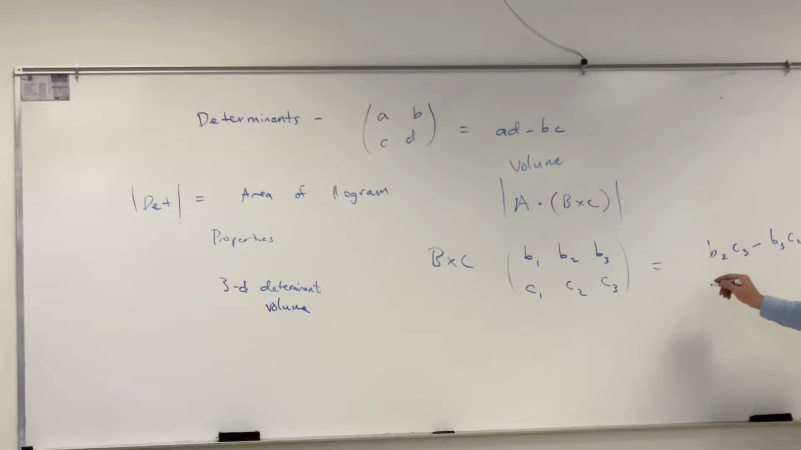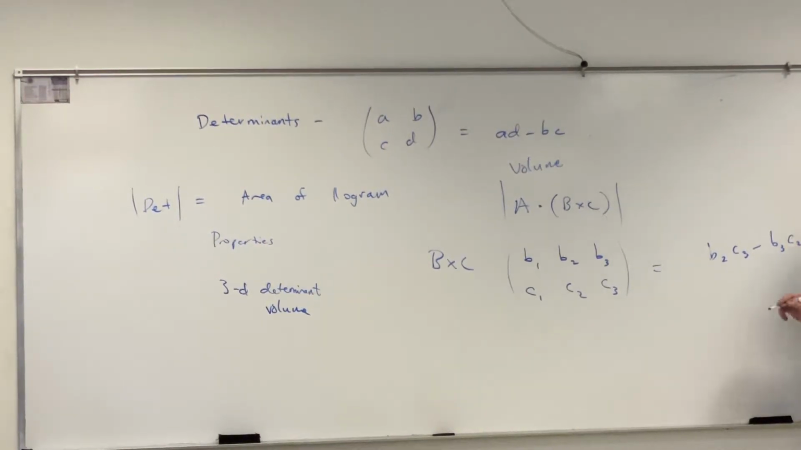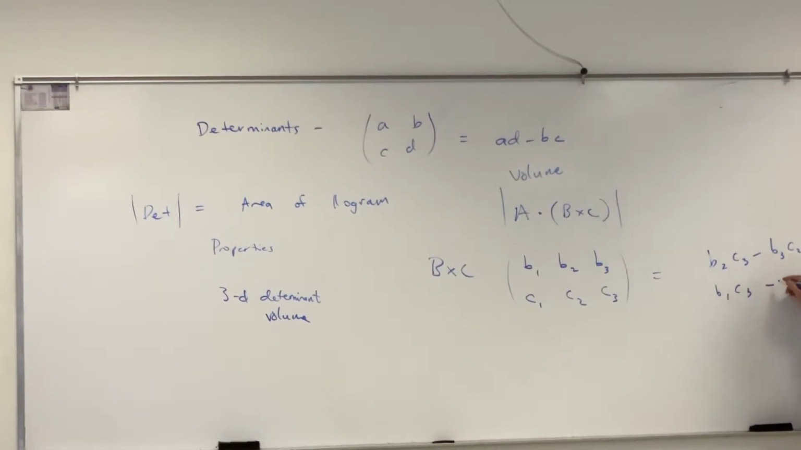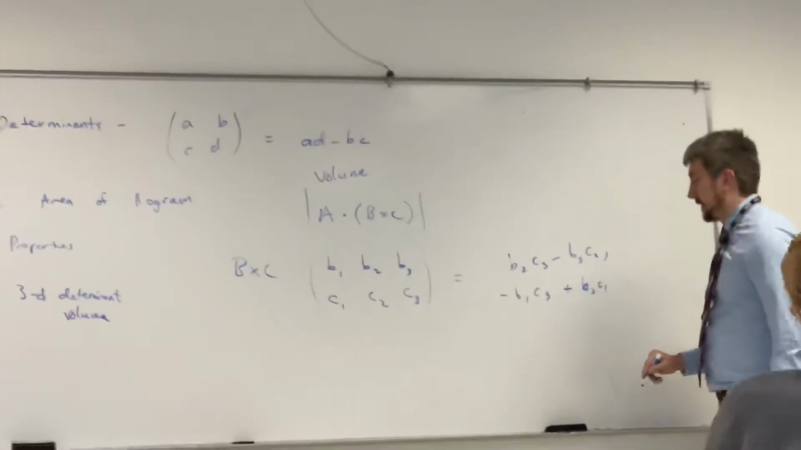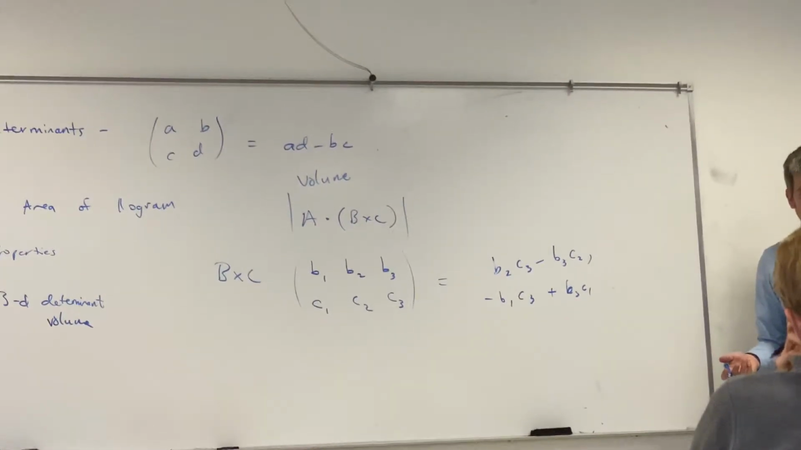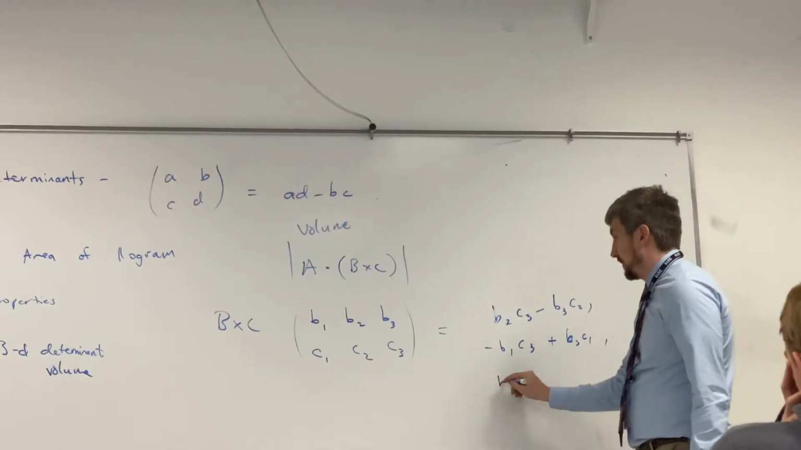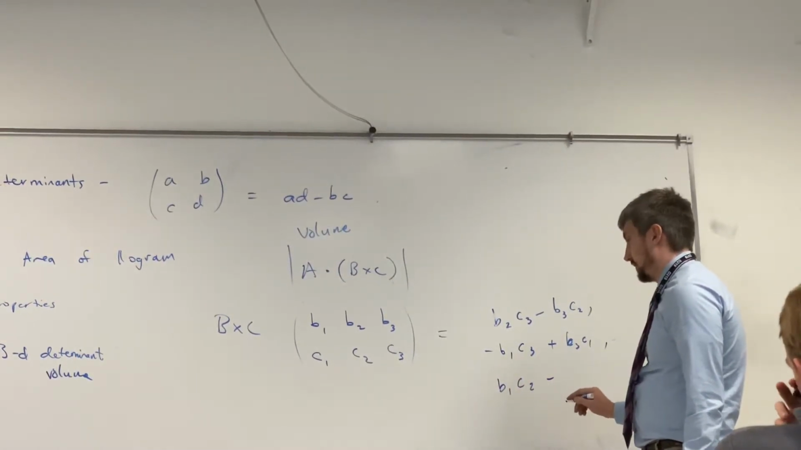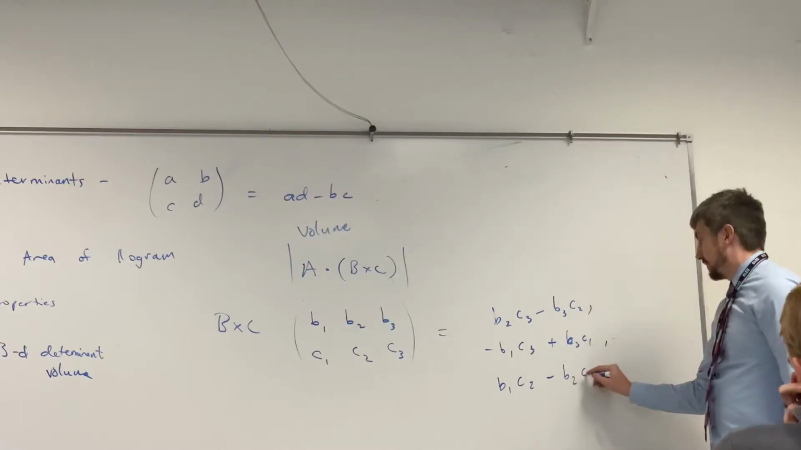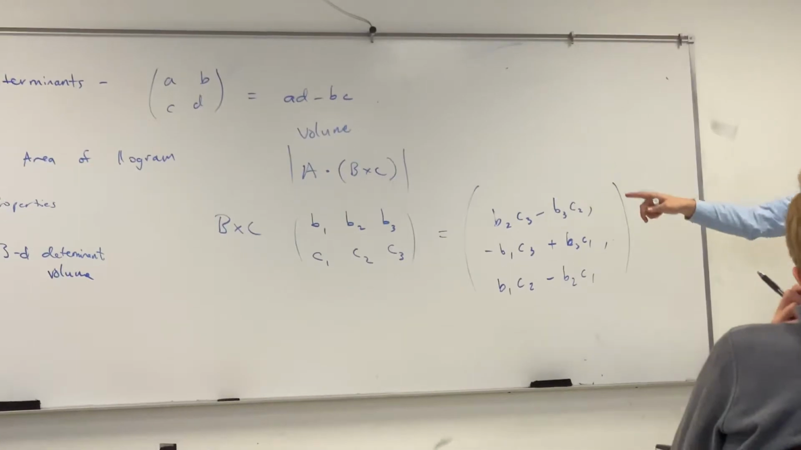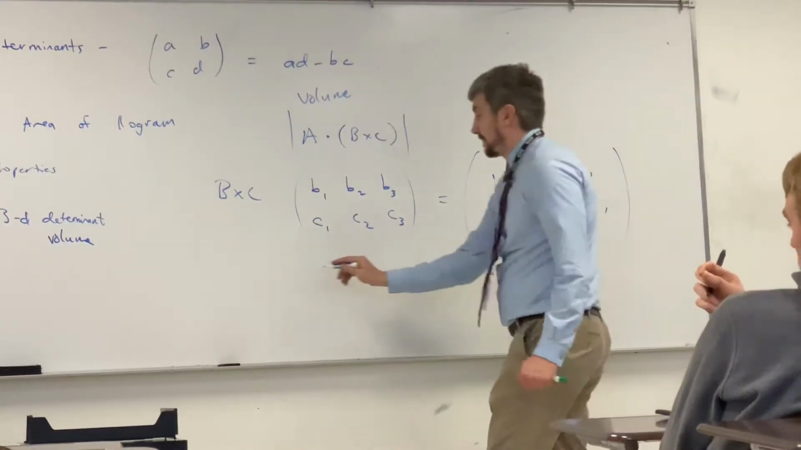Now remember, we end up flipping the middle sign so that it would match, so that it would work. So it should be B1 C3 minus B3 C1, but then we saw that we wanted to flip that sign so that it would work out correctly, for no other reason other than it would work out correctly. That's the Y component, and then the last one is B1 C2 minus B2 C1. That's the cross product.